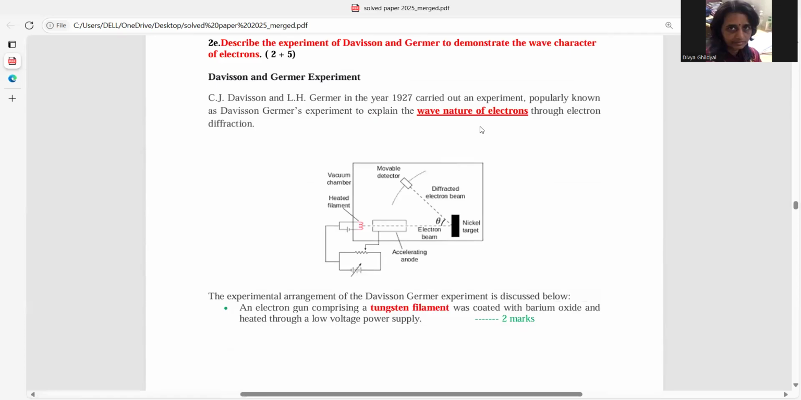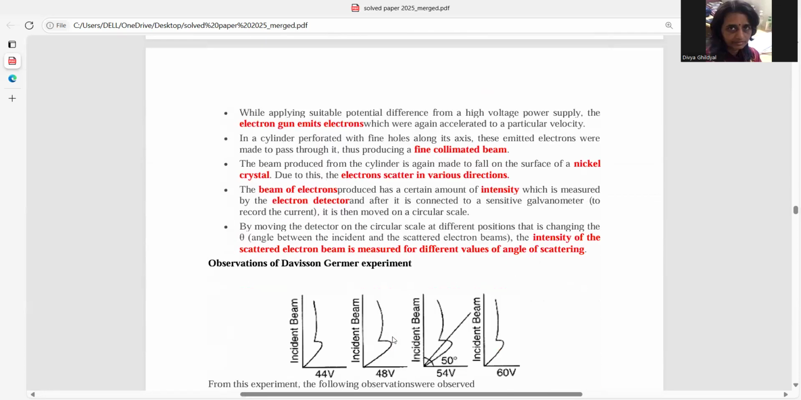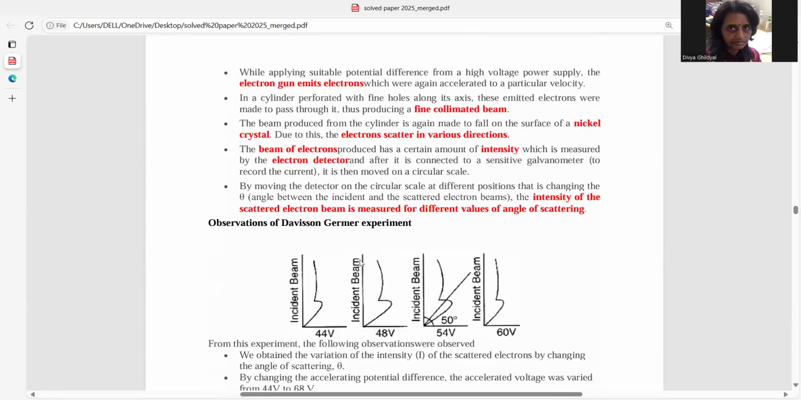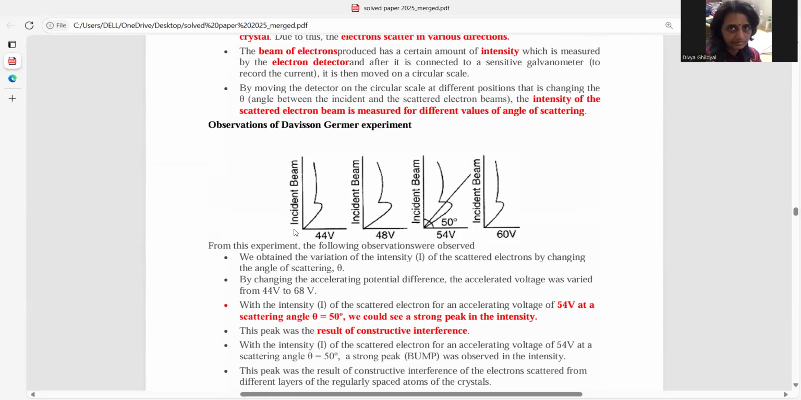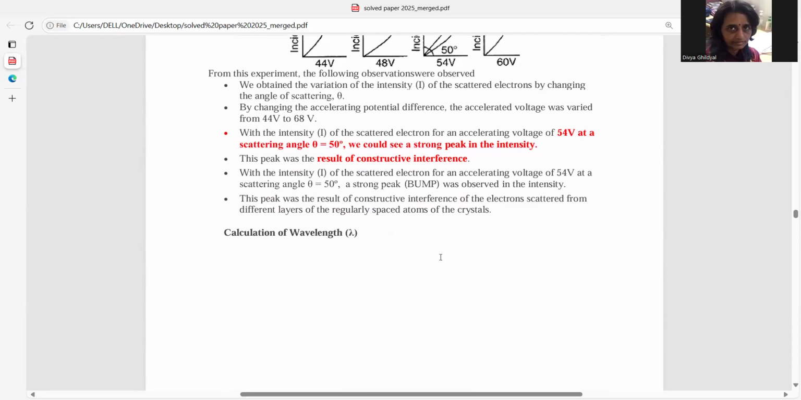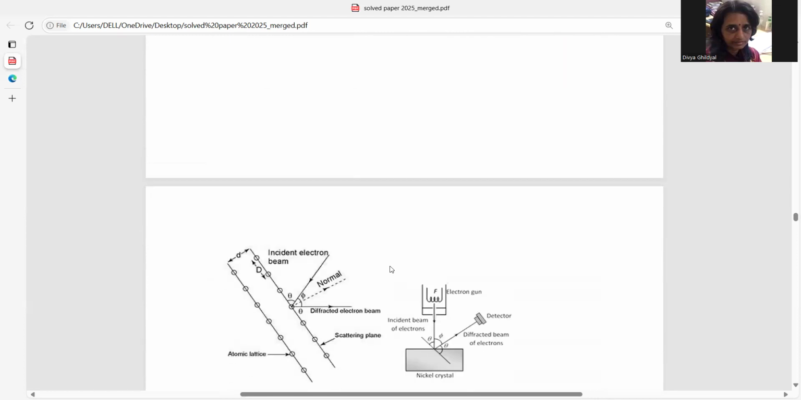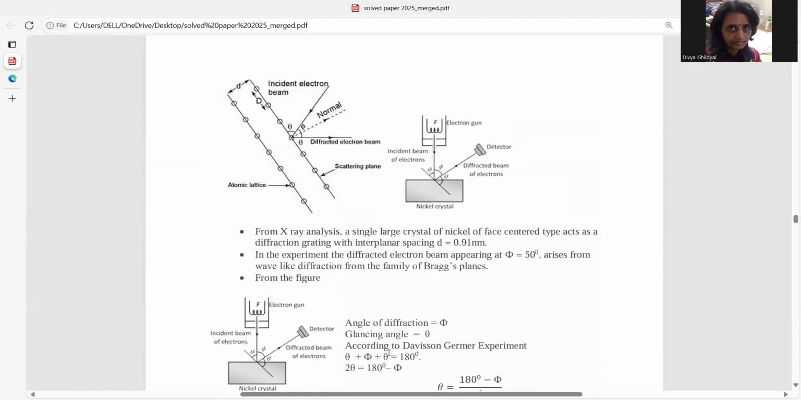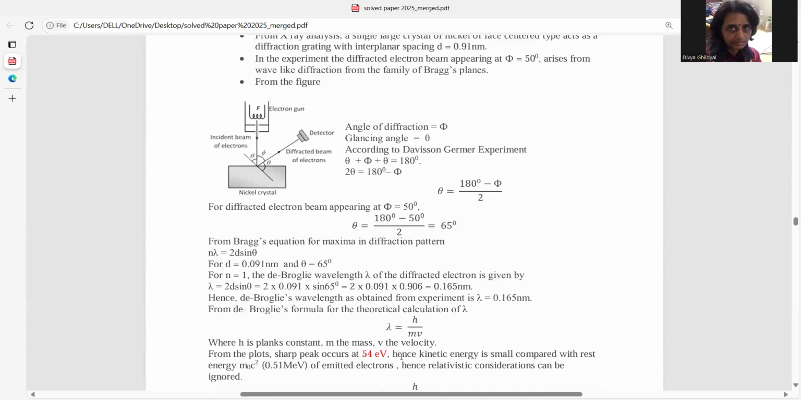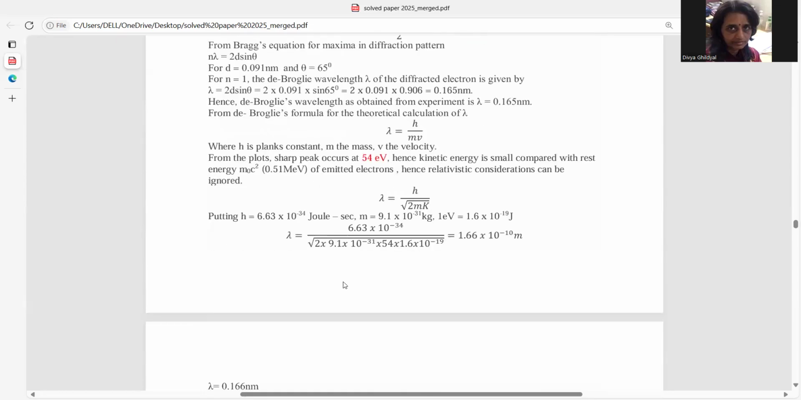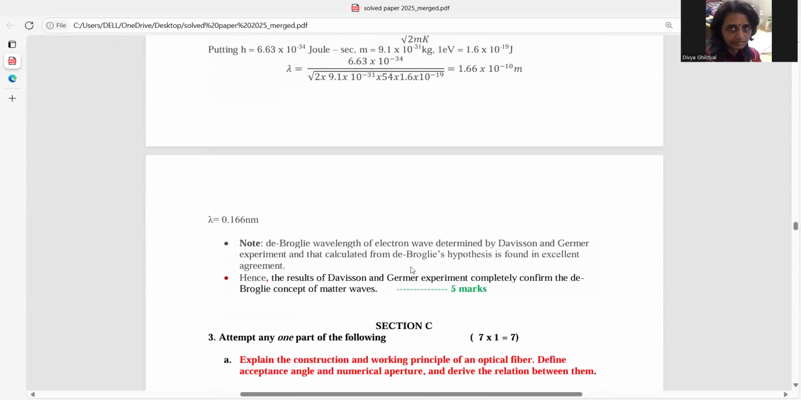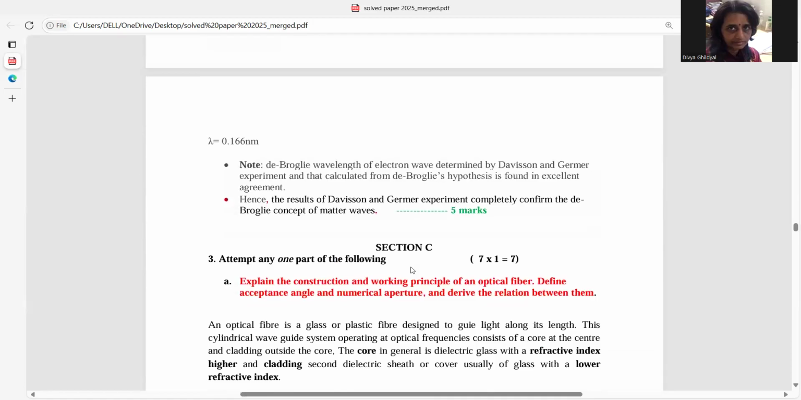Why was this experiment conducted? To explain the wave nature. In a short explanation of that diagram, these curves are very important because they tell about the wave nature. You don't need to show this calculation so lengthy. You can just show that lambda came out equivalent either through the matter wave concept, that is de Broglie, or through Bragg's equation. And this proved the existence of matter waves. So this will fetch you your marks.